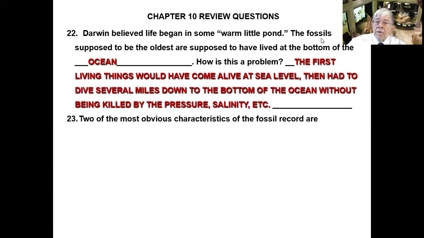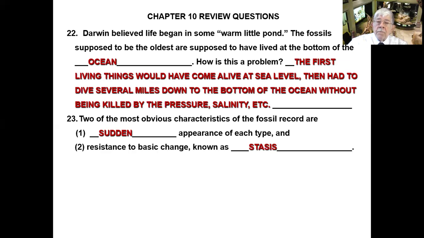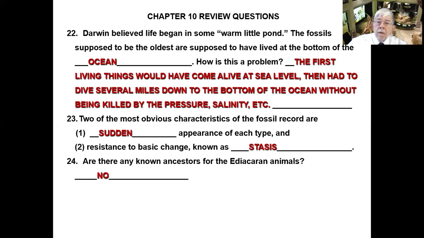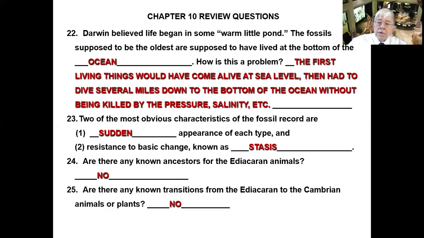Two of the most obvious characteristics of the fossil record are what and what? Sudden appearance of each type and a resistance to basic change known as stasis. What are the ancestors of the Ediacaran animals? Are there any known? No. Are there any known transitions from the Ediacaran to the Cambrian, whether animals or plants? Nope.